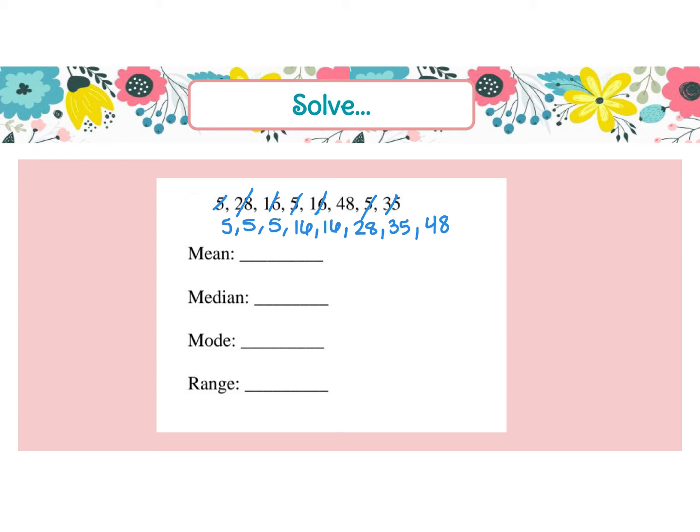Next, I will solve for the mean by adding up all of my numbers in the data set to find the sum, and then divide by 8, the amount of numbers that there are. When I add up all of the numbers, I get a sum of 158. Next, I can divide by 8 to find the mean.